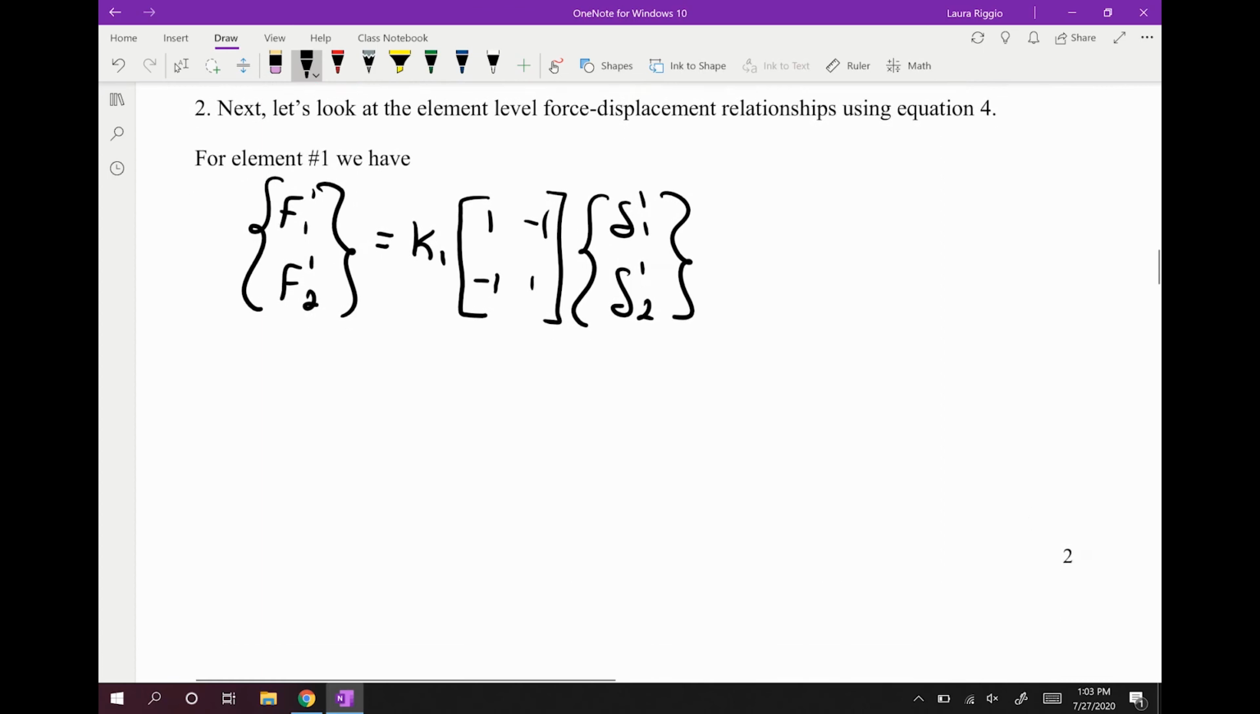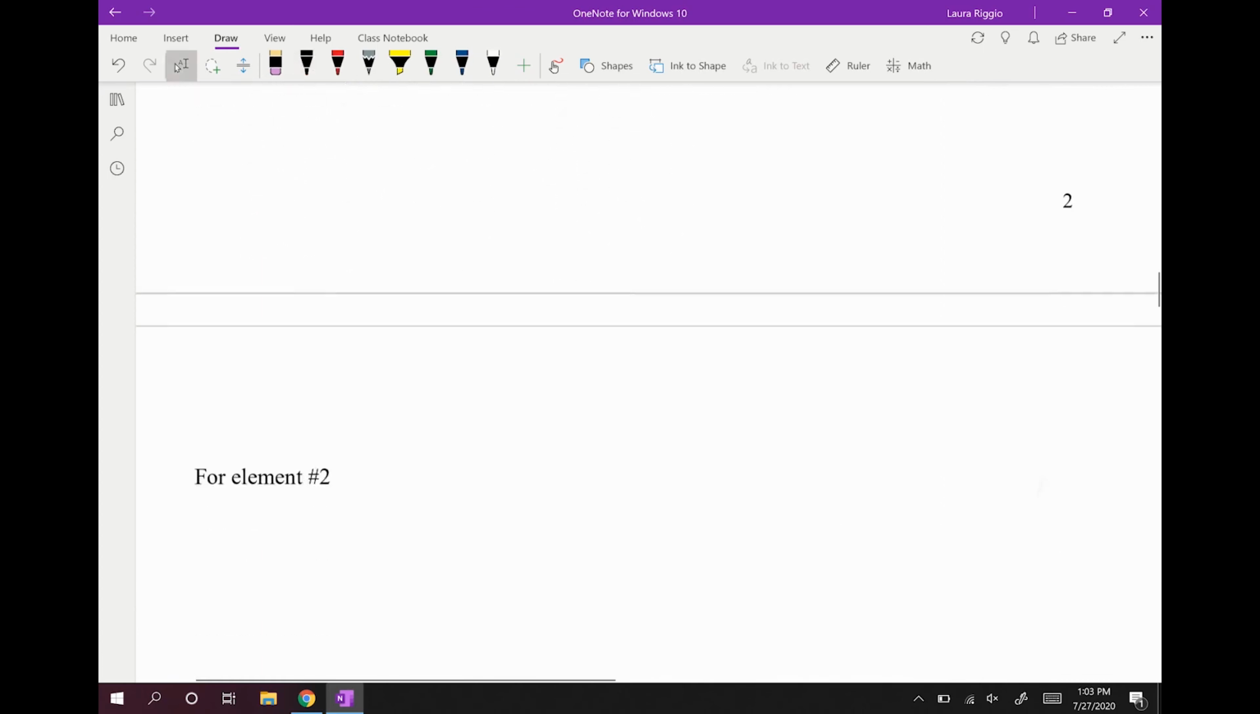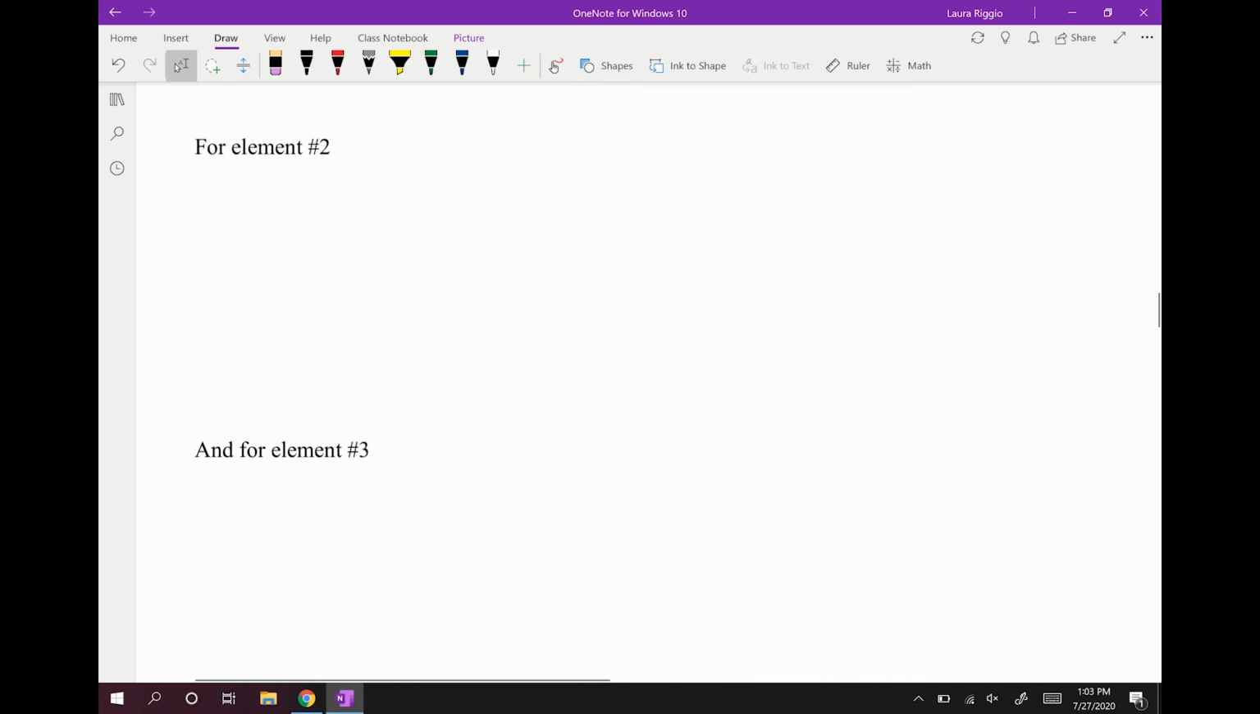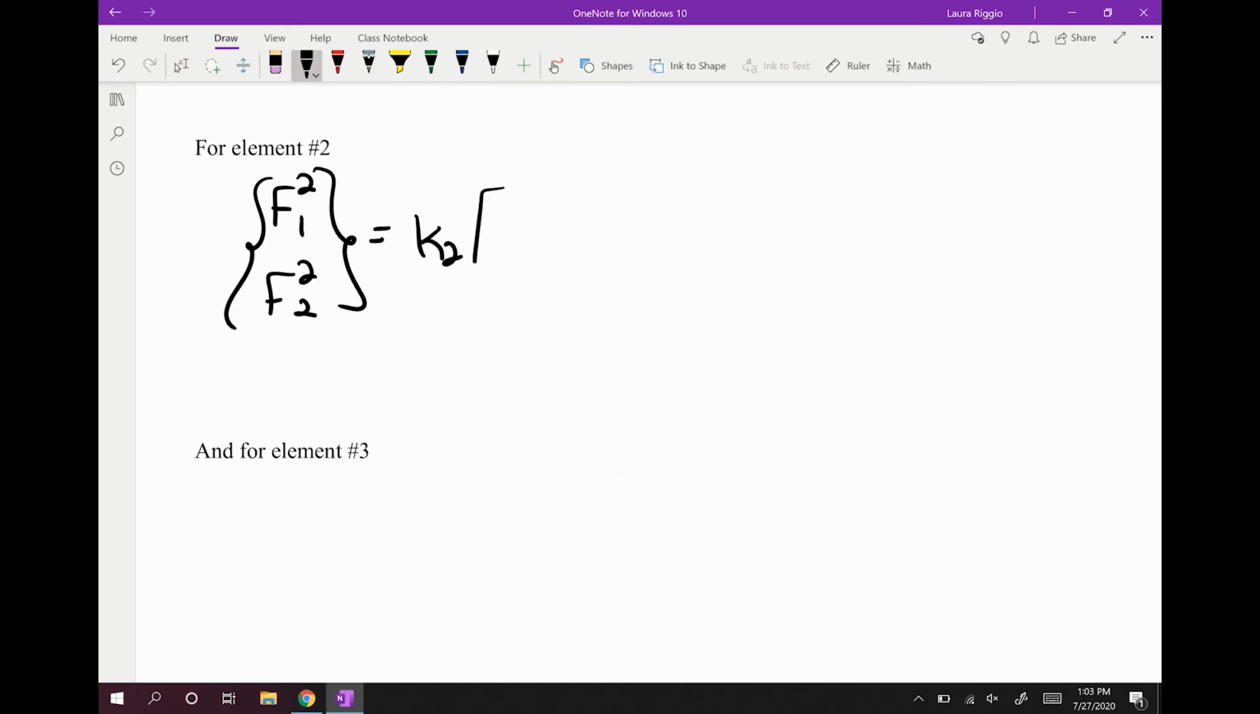I can write the same things for each element. So for spring 2, it would be the force of spring 2 at node 1 and the force of spring 2 at node 2 is equal to the spring constant of spring 2 times the matrix [1, -1; -1, 1], times the displacement for spring 2 at node 1 and spring 2 at node 2.